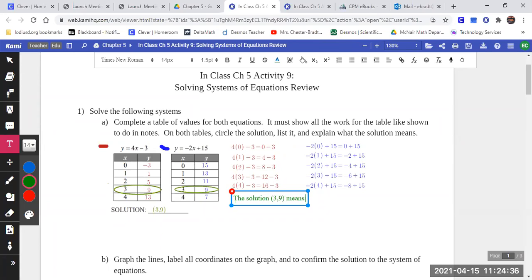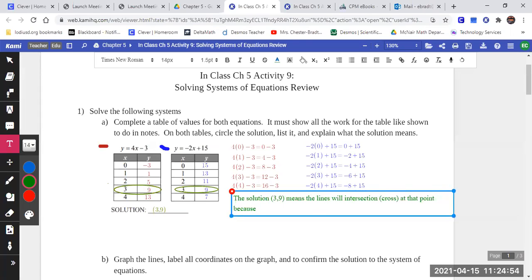Both lines intersect at that point. The lines will intersect. That's the fancy math word. The not fancy math word is cross. At that point, why are they crossing at that point? What's going on with their two rules? What's happening between their two rules?